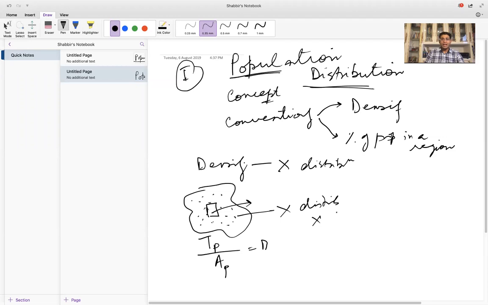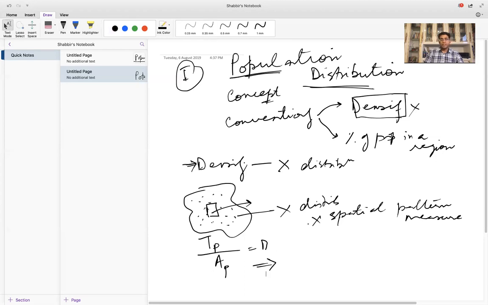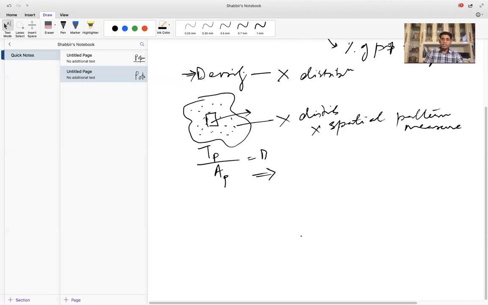This is not actually a spatial pattern measure. This is more of a nominal concept with the assumption that the population is uniformly spread. So conventionally, although we use density as one of the measures of population, this is not the best measure. Whereas a more reliable measure for distribution is the percentage measure.